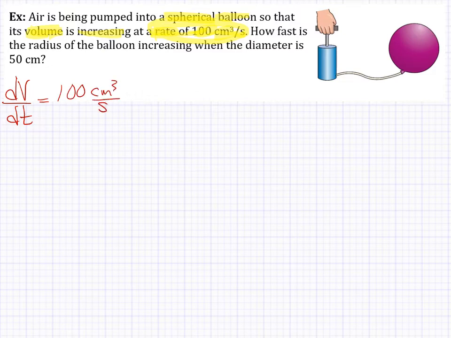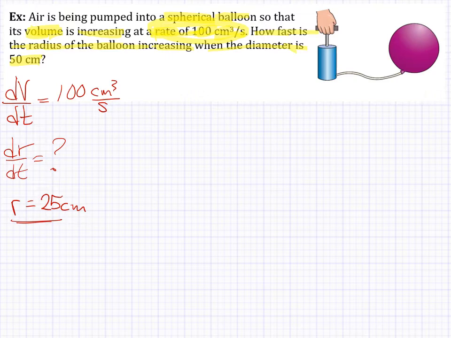Now here's the question. How fast is the radius of the balloon increasing when the diameter is 50 centimeters? So they're asking you for the change in the radius over time when the diameter is 50 centimeters. Well, we're working with radius, so given the diameter, we really want to know what the radius is. Radius is just half of the diameter, so this will be 25 centimeters for the radius.